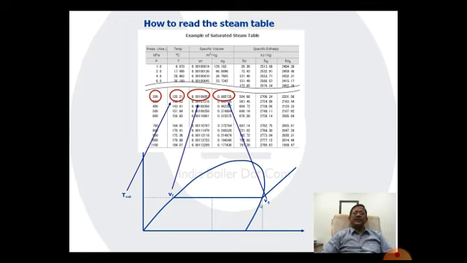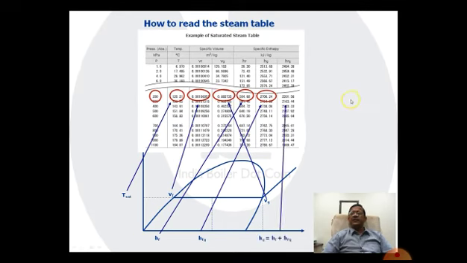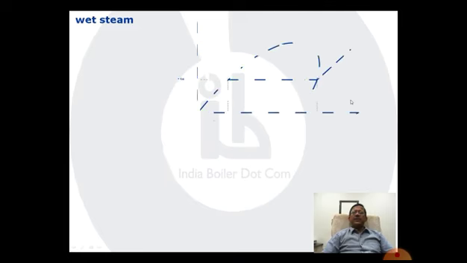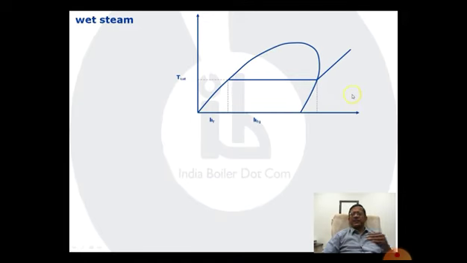The first is the specific enthalpy, or sensible enthalpy, of saturated water, HF. The next part is the specific enthalpy of evaporation, that is the latent heat, HFG. And the third, the addition of these two, is the specific enthalpy of dry saturated steam, that is H, right? Now, if it is a wet steam, what is wet steam for that matter?